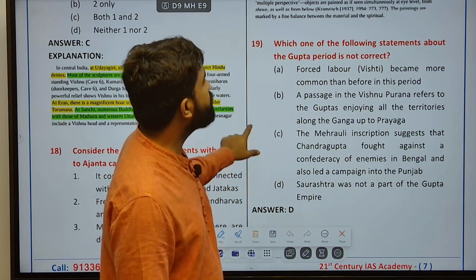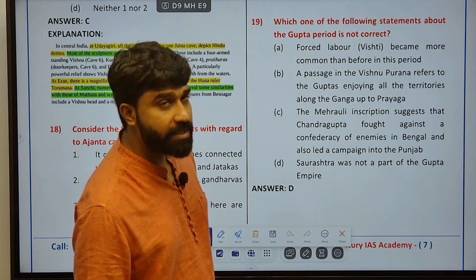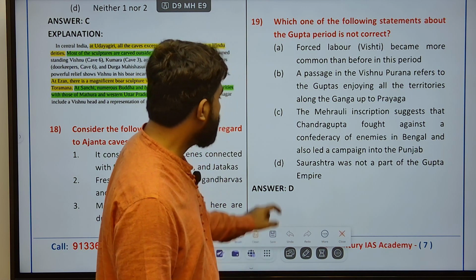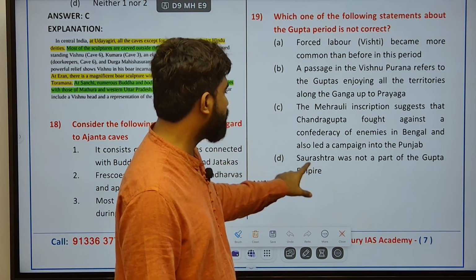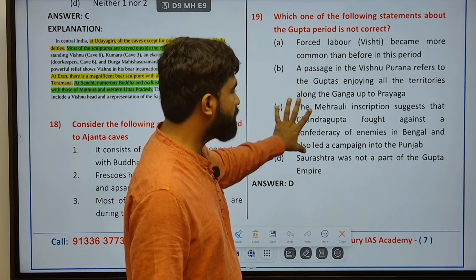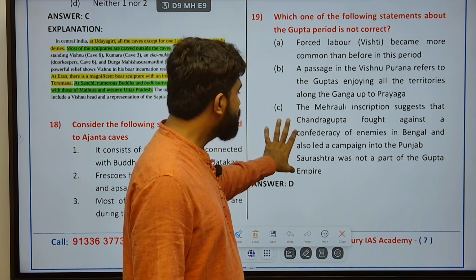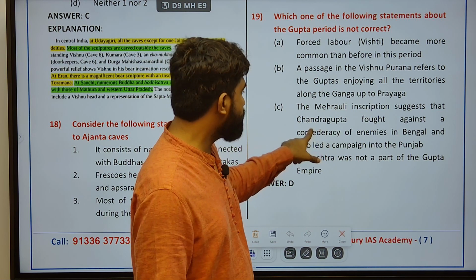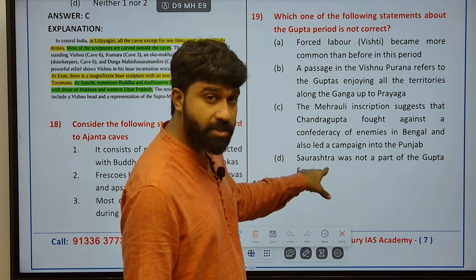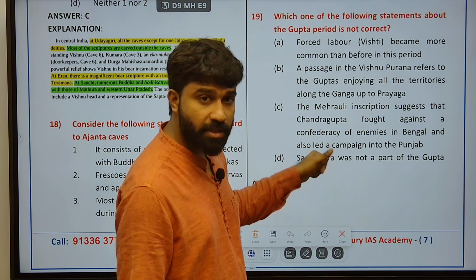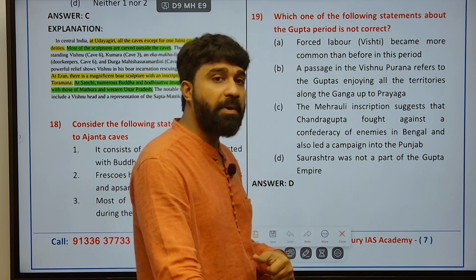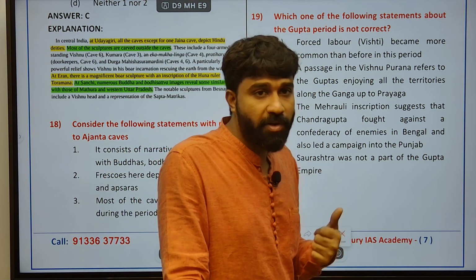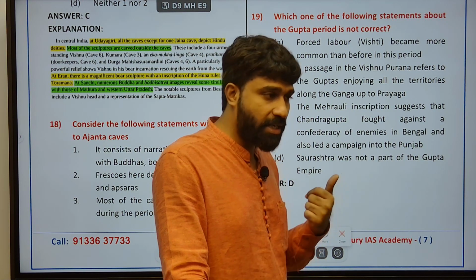Next, which of the following statements about Gupta period is not correct? Here, in the Gupta period, Saurashtra was not part of it is the incorrect one. All 3 statements are correct, because Saurashtra was also part of this Gupta period, and Mehrauli inscription, and not only Mehrauli, in Saurashtra there is the Junagadh inscription. Initially it was also inscribed by a foreign ruler, Rudradaman I, who belonged to the Shaka dynasty, the Shaka clan.